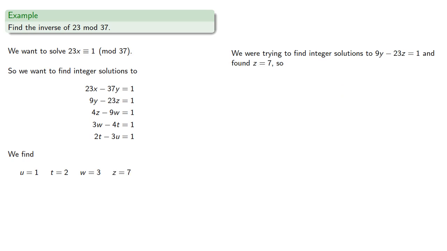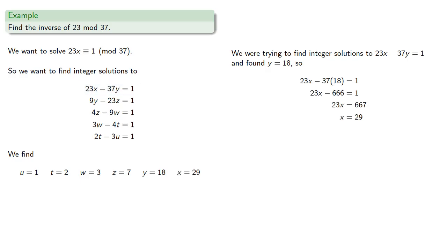We were trying to find integer solutions to 9y minus 23z equals 1, and we found z, so we can find y. We were trying to find integer solutions to 23x minus 37y equals 1, and we found y, and so x equals 29, which tells us that the multiplicative inverse of 23 is 29.